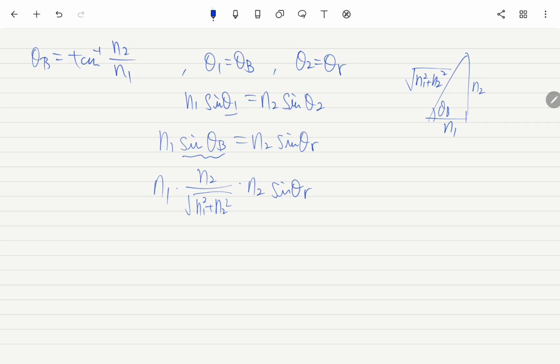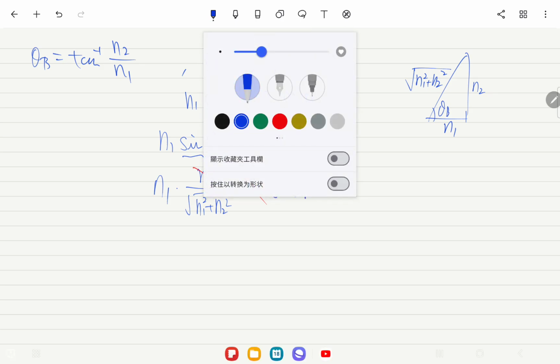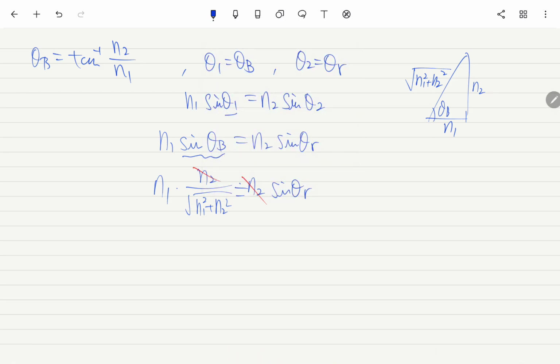Okay, so in such a way we can actually cancel this n2 and n2. Of course in between should be an equal sign. So here we have sine of theta R should be n1 over the square root of n1 squared plus n2 squared. Okay, which is actually this n1 over this one. Okay, so which means that theta R should be here. Okay, so according to this, theta B plus theta R should be perfectly 90 degrees.